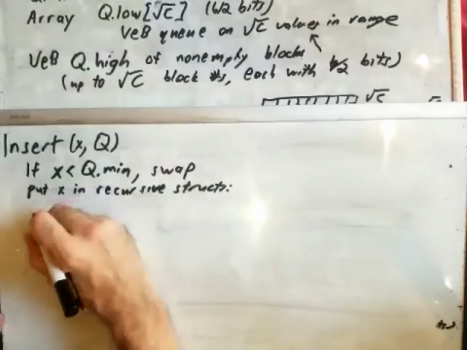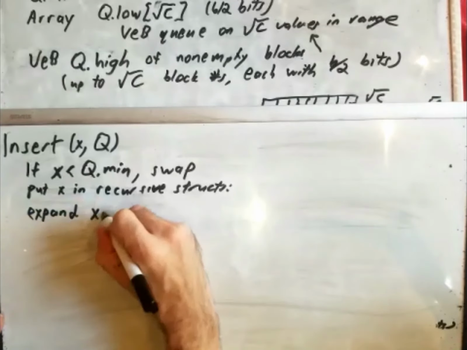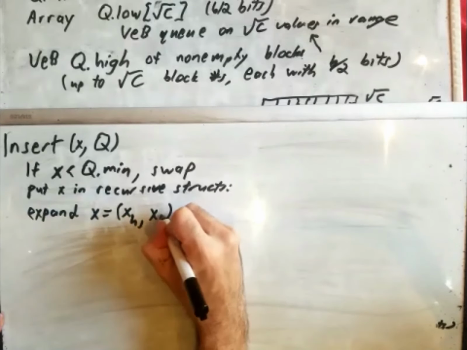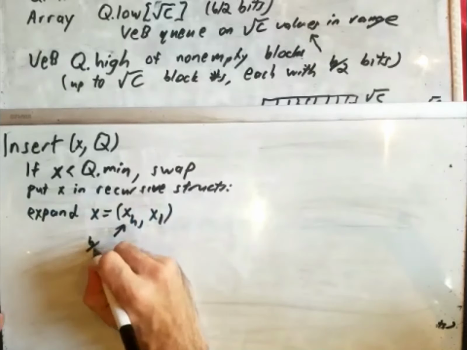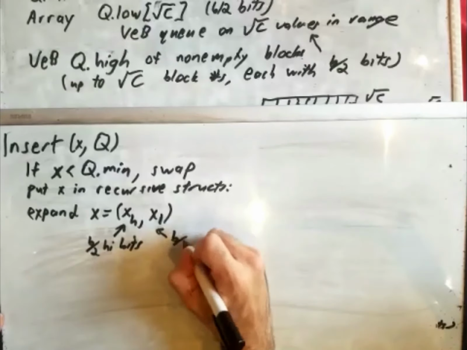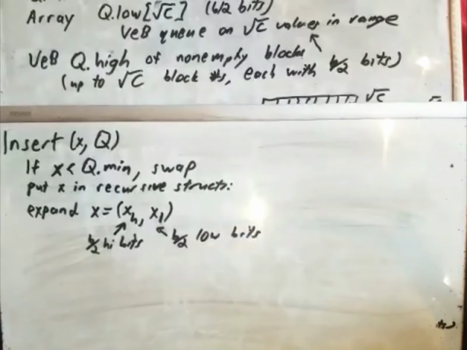So what does that mean? Let's expand so that we can think about the two layers separately. X is two pieces, X high and X low. These are the B/2 high bits, and these are the B/2 low bits of X. So now that I've defined these quantities, how do I proceed to update the various levels and their data structures? What do I need to check first?